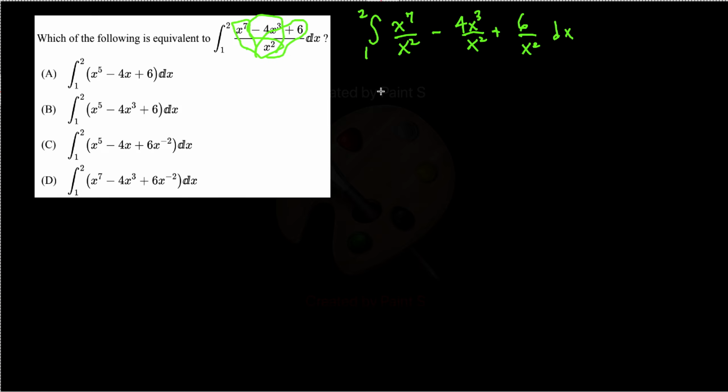And then you just do this division for each one. This is the integral of x to the 5th minus 4x plus 6 over x squared dx from 1 to 2. Which one says this? x to the 5th minus 4x, your answer is C. That one, simple, right? That one we just got to see the degree of the denominator is greater.